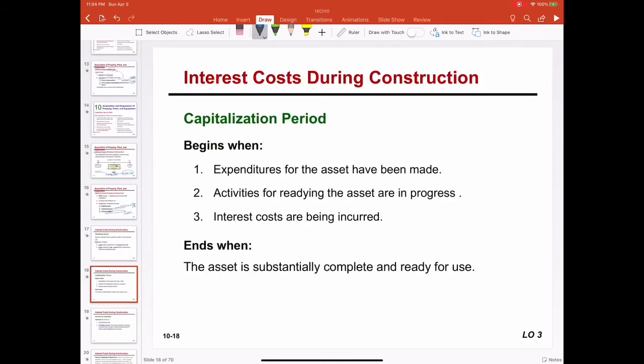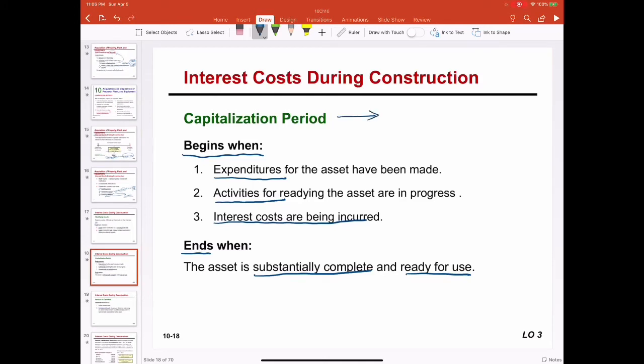The next one, capitalization period. Usually it begins when the construction starts. So what is the sign of the starting point of construction? Basically, it is when the expenditures are incurred. Any activities for readying the assets in progress, interest costs are being incurred. The capitalization period ends when the asset is substantially complete or ready for use. Because the period will determine the interest, we should make sure the capitalization period is accurate.